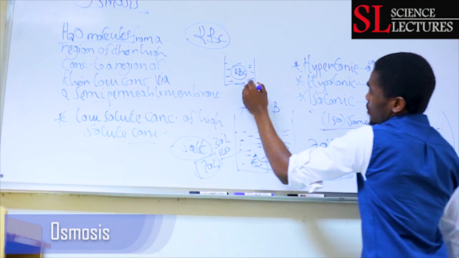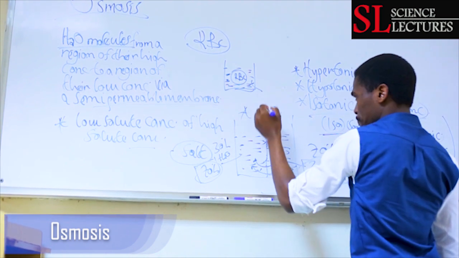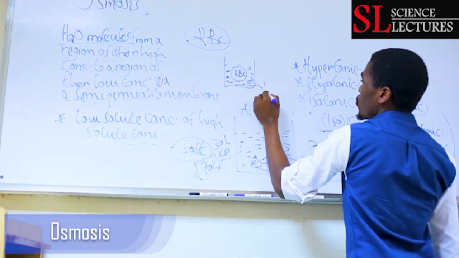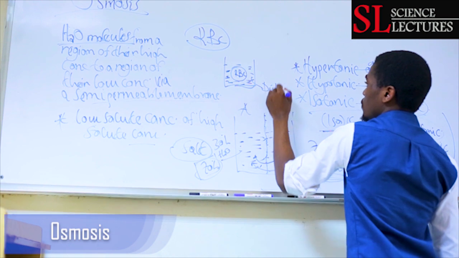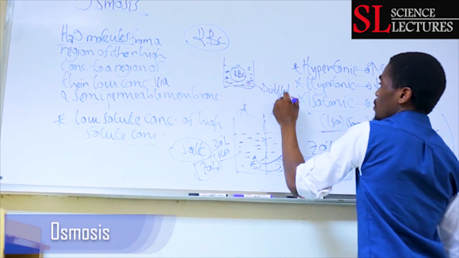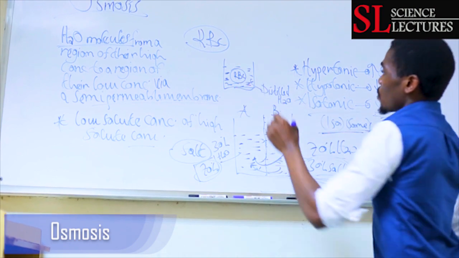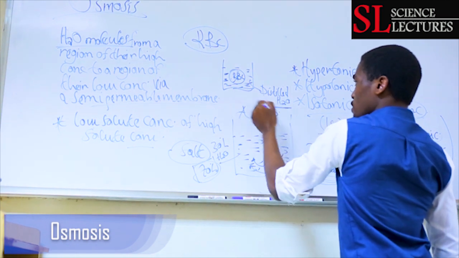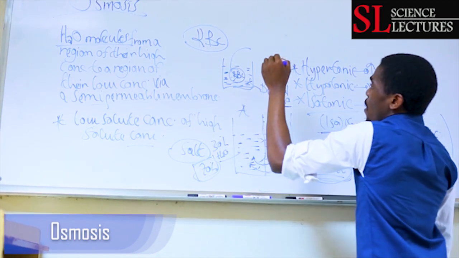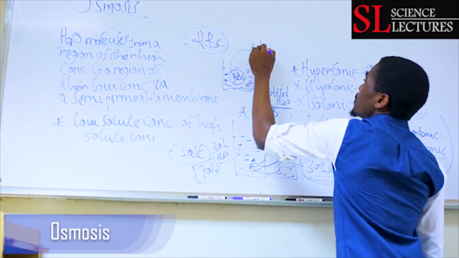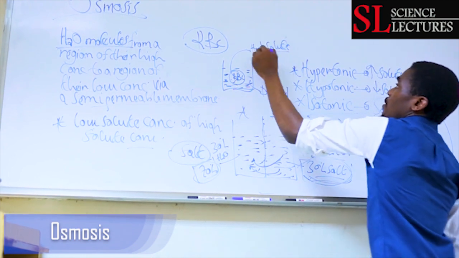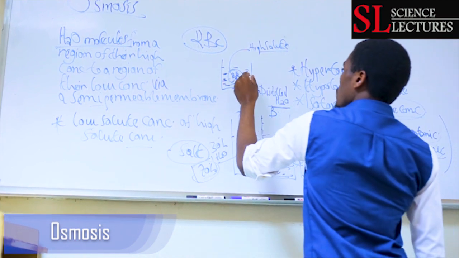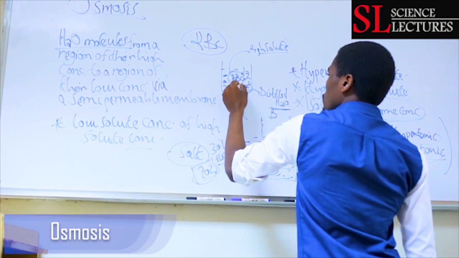So let's assume this solution has a low concentration. Let's assume this solution is distilled water. Then the red blood cell also has its cytoplasm inside there. So the cytoplasm of the red blood cell, let's imagine that it has a high solute concentration as compared to the distilled water. What will happen? That means the red blood cell will take up water by osmosis.